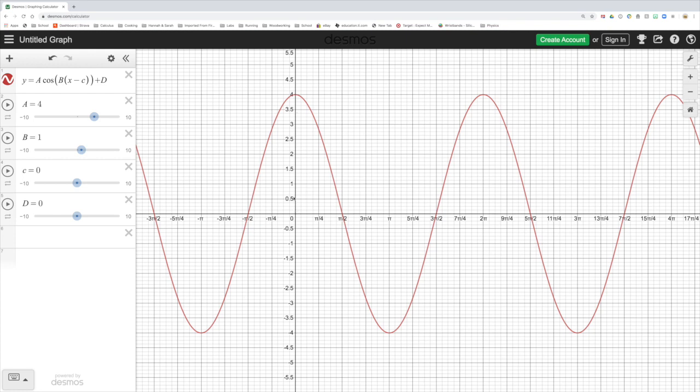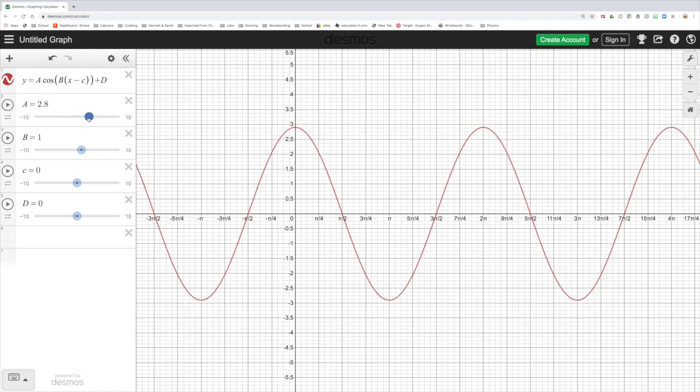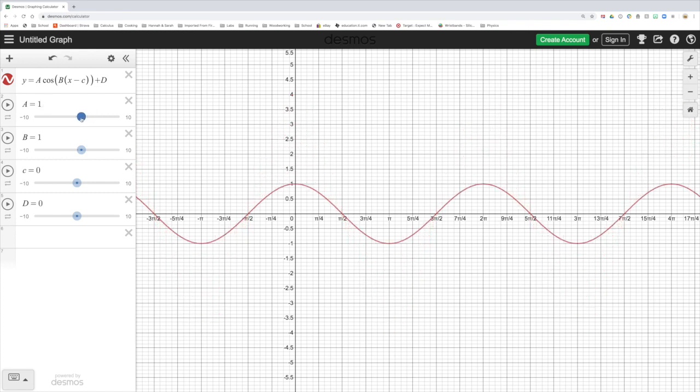So this amount that we stretch, this a value, is always going to be half the distance between the max and the min. It's always half that distance, because right now that distance is 8, right? So I'm going to move it back to 1. That's one of the easier ones to figure out. We're going to talk about this b in a minute.